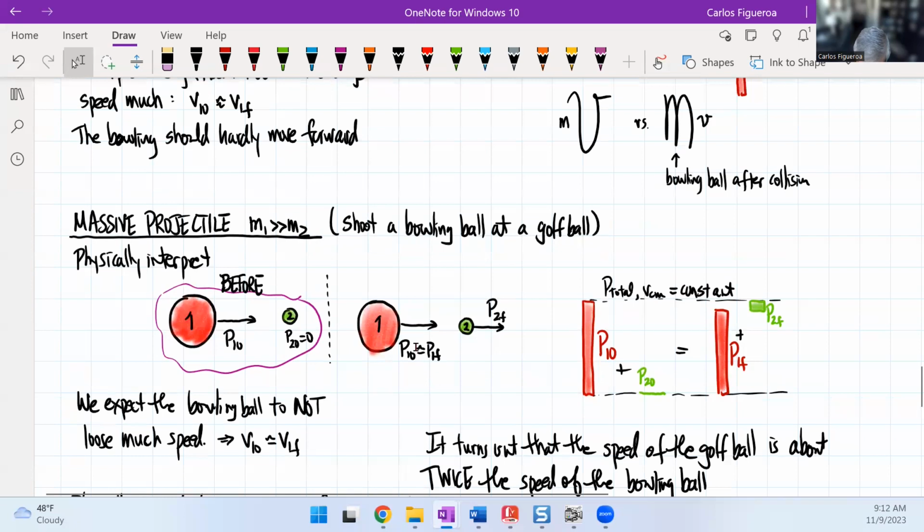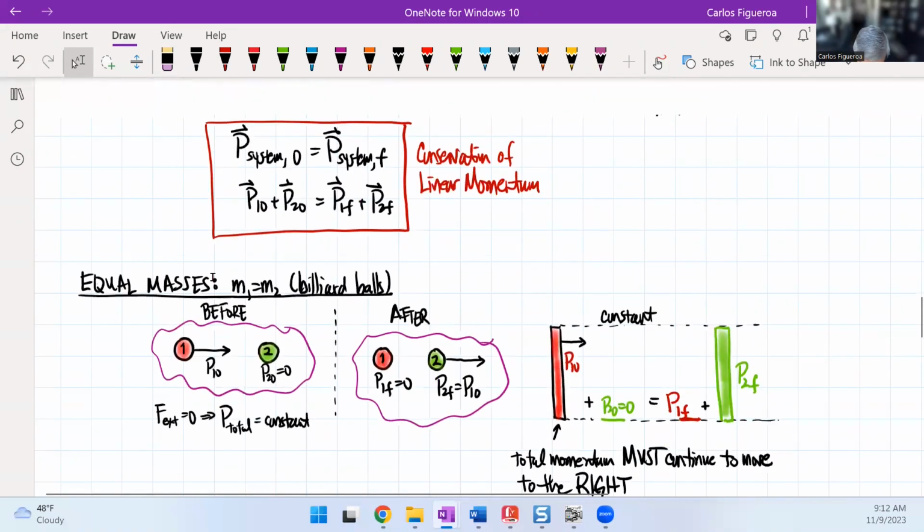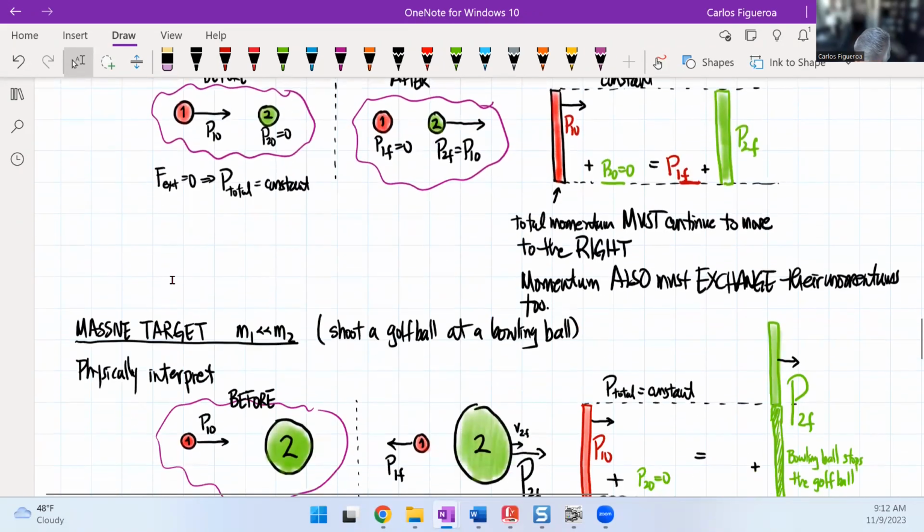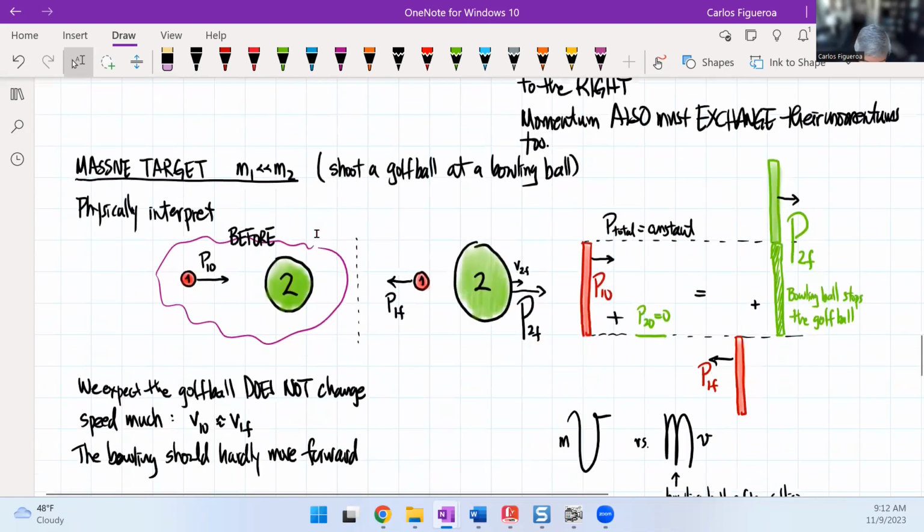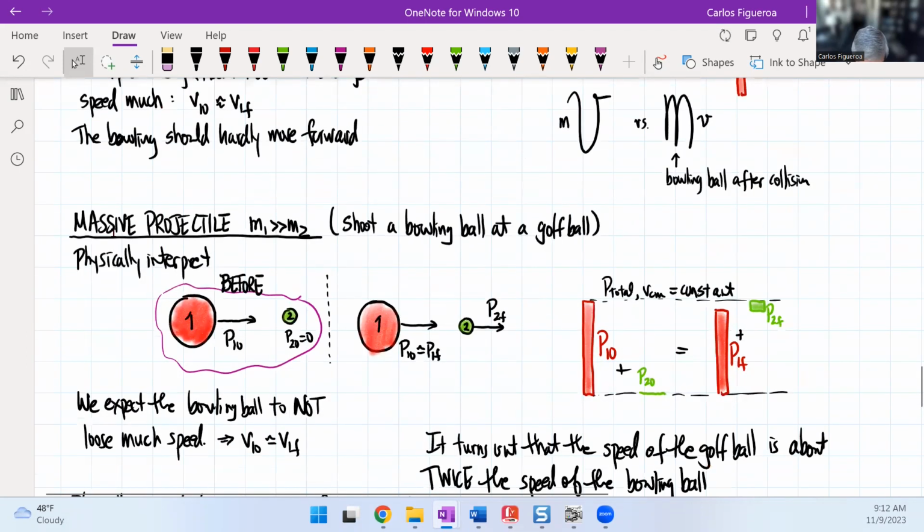That's what's important. So we now covered 3 things. We talked about equal masses, the exchange of momentums, massive target, golf ball hits a bowling ball. There's an exchange of momentums again. And then here, I have a massive projectile. There's an exchange of momentums again.